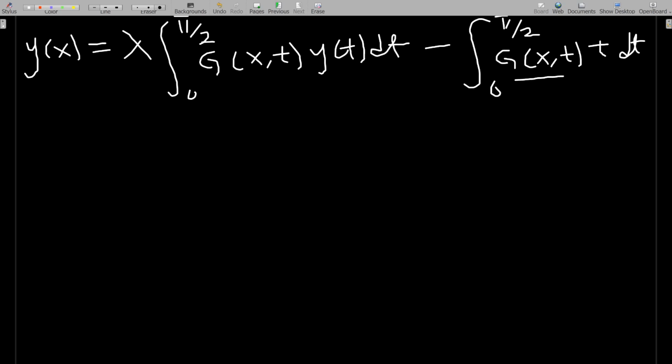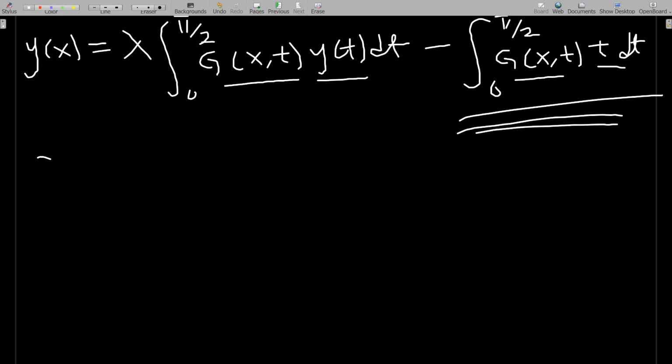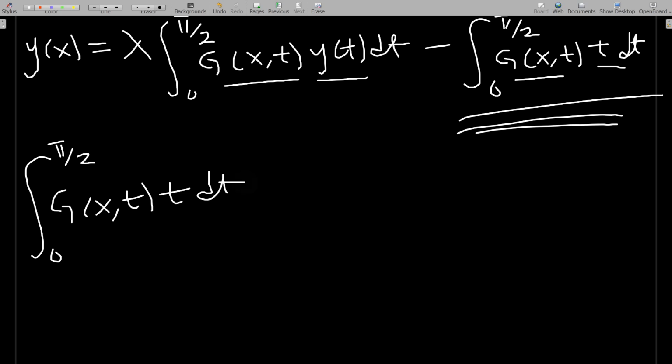Here we know g of x,t, we have t, so we can actually simplify this part. But in the first part we know g of x,t, we don't know y of t. That is the function we don't know, so we can't continue with that part. That is what will give us an integral equation, specifically a Fredholm integral equation. So you can pick the second part and simplify it. We pick the integral from 0 to pi on 2 of g of x,t times t dt, and this is equal to... Let me actually write my g of x,t back, because I'm going to do something here. Kindly bear with me.